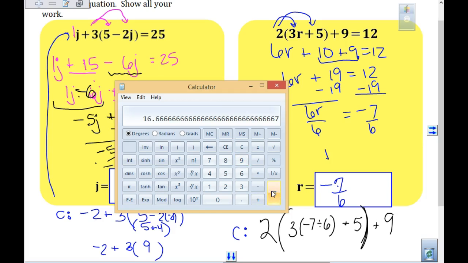I got 12. You got 12? So let's see if I put it in right, right? Because I got 12 the first time I did it too. So 2 times parentheses, 3 times, I think I just did 3 minus 7, I think is what happened on mine. So then I'm going to put 7, yeah. So 3 times 7 negative divided by 6 plus 5 back parenthesis plus 9.